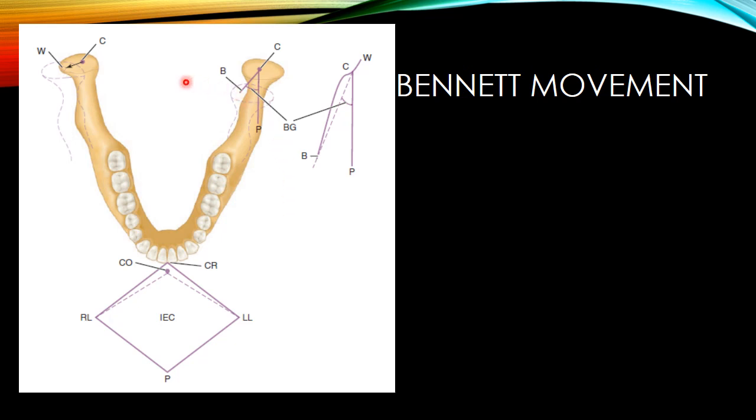Okay, so in this schematic diagram, the mandible moves towards the right side. So this is the right side, this is the left side. So again, the mandible moves towards the right side. When the mandible moves towards the right side, this is referred to as the working side because the chewing occurs here. This is now the non-working or the balancing side.